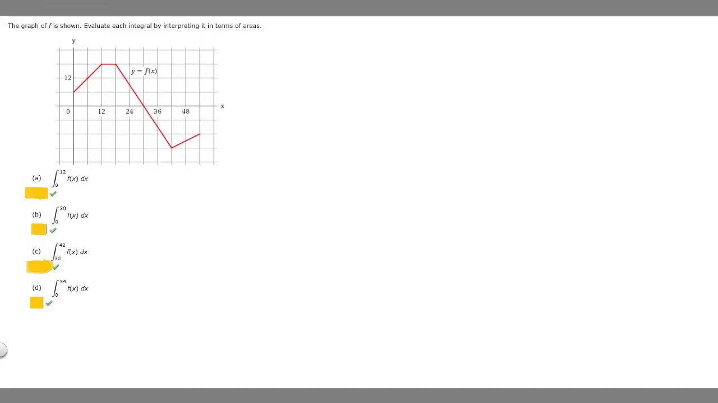So in this problem, we're told that the graph of f is shown, and we're told to evaluate each integral by interpreting it in terms of areas. So basically what we want to do here is split this up into different shapes in order to find the area. So let's just look at A.